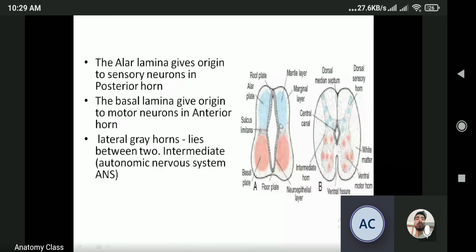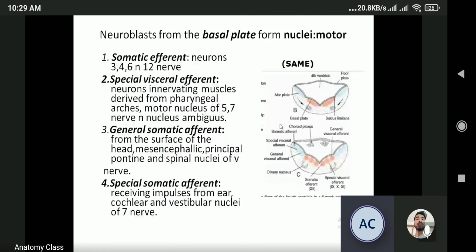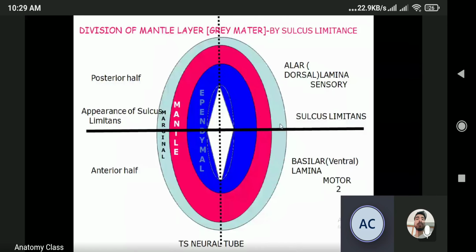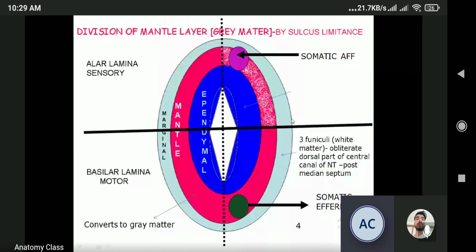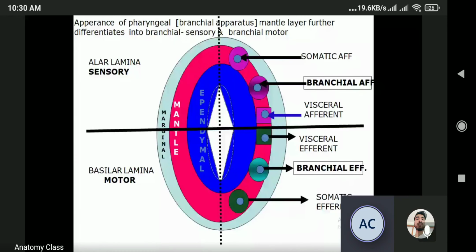And this same structure I have told you, these are the nuclei. This figure is more easy to remember. You divide the mantle layer into alar and basal lamina, ventral and dorsal. It is separated by the sulcus limitans. Okay, and you just put it down likewise. First somatic afferent, somatic efferent. Then visceral efferent, and brachial efferent, and you draw this one.